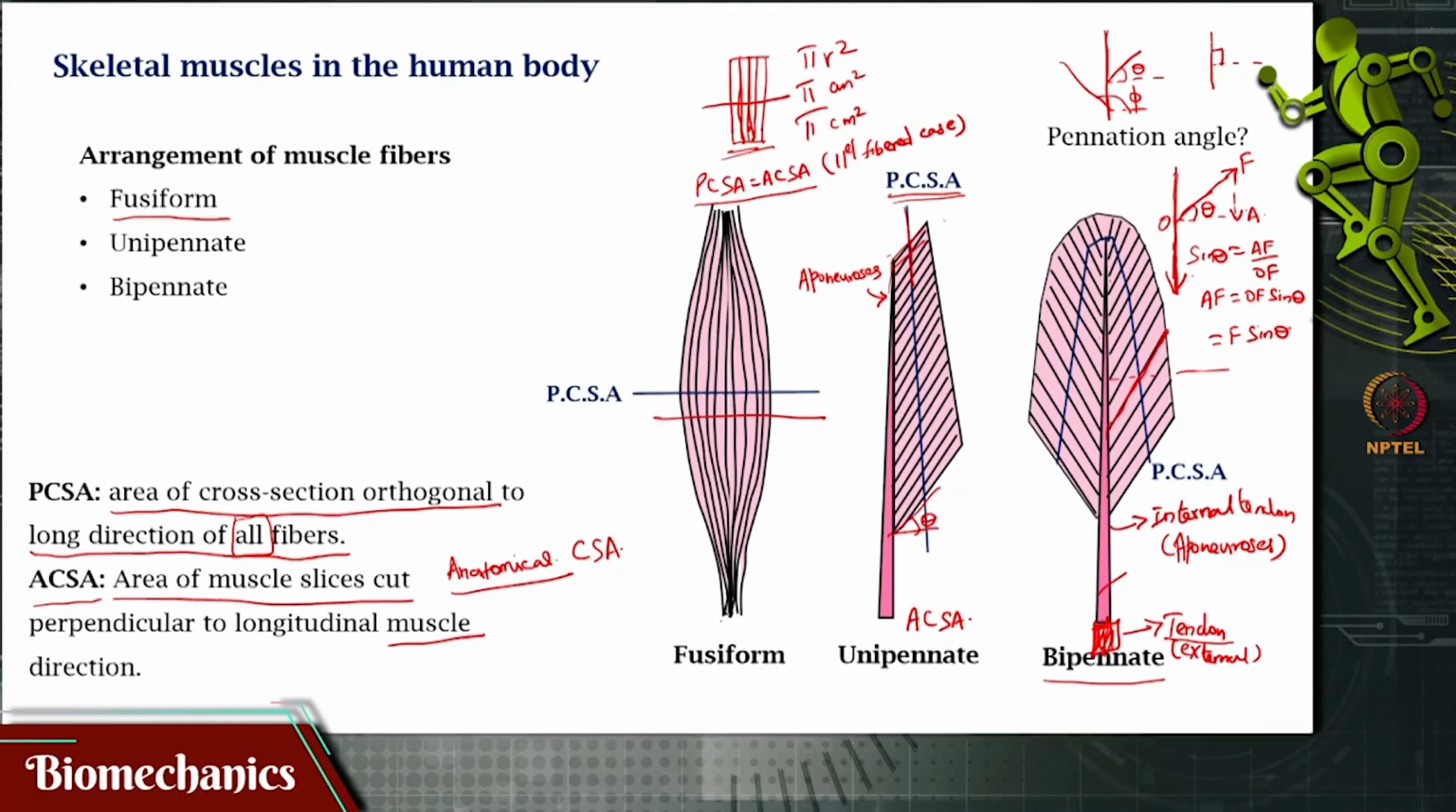So, this angle is called a pennation angle, and a given muscle can have many pennation angles depending on how many different pennations it has. A bipennate muscle will have 2 pennation angles, a multipennate muscle can have many pennation angles depending on how many different orientations these fibers are arranged in.